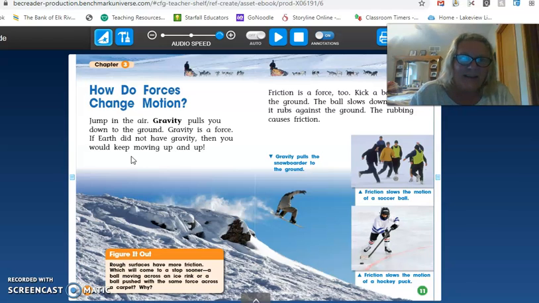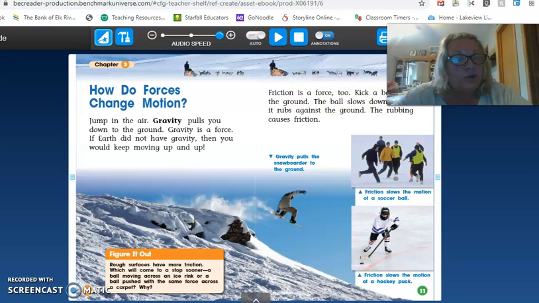Are you thinking about it? Are you being a thinker? Yes. We would be floating all over, and everything would be floating all over if we didn't have gravity. If the earth did not have gravity, you would keep moving up and up and up.